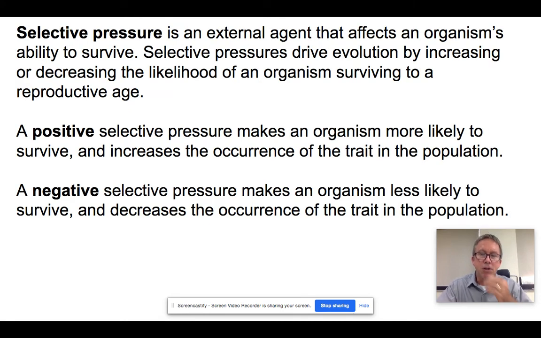So selective pressure is a term I've used already. We should think about it. Basically, selective pressure is just whatever external agent or force that is driving this selection, that is making a gene a good one to have or a bad one to have. We call that selective pressure. So positive selective pressure basically makes you more likely to survive. So you have that antibiotic resistance. You're the green bug on a green background. Negative selective pressure makes you less likely to survive, and so it tends to get removed from the population's genome.